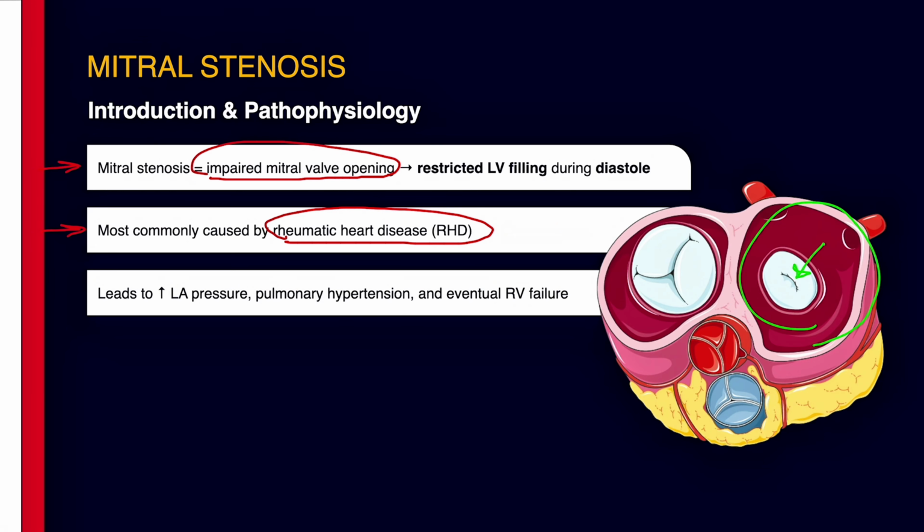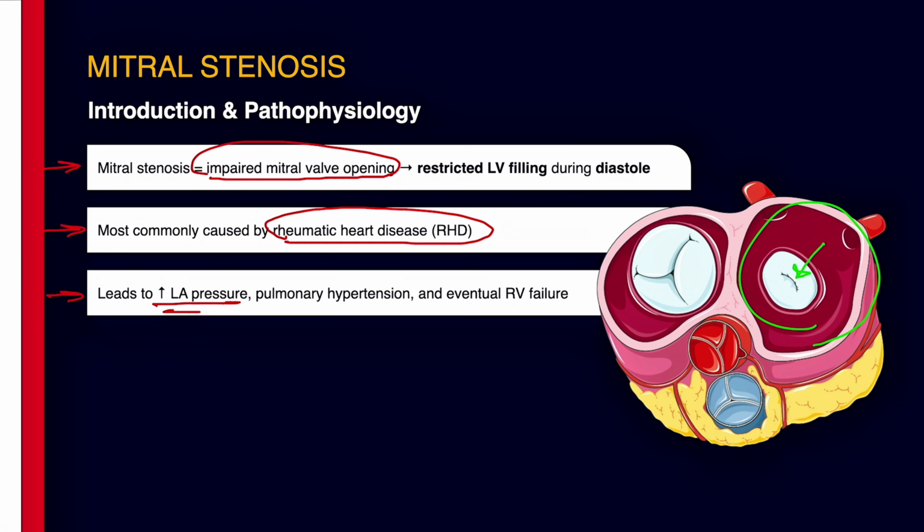Even if the patient had rheumatic fever years earlier, the scarring and fibrosis can gradually cause the mitral leaflets to thicken, calcify, and fuse, leading to stenosis over time. So what happens next? The obstruction causes pressure to build up in the left atrium. Blood can't flow freely into the left ventricle. This leads to left atrial dilation, which can trigger AFib as well.